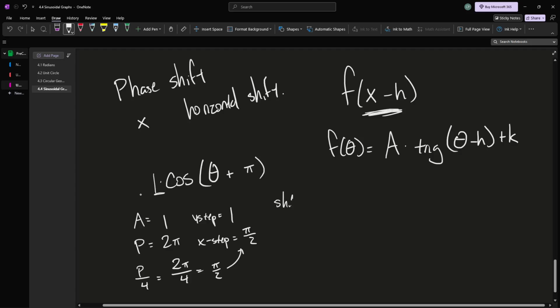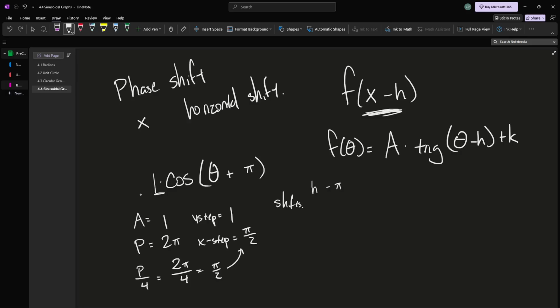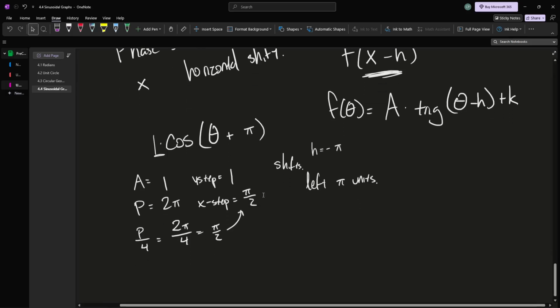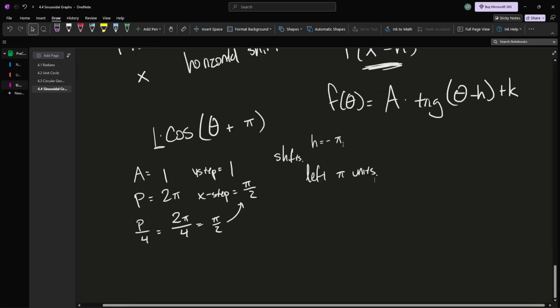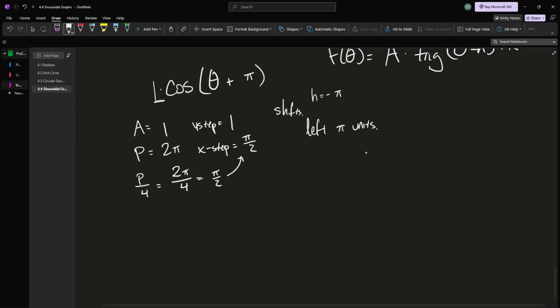And now my shifts. My shifts, in this case, no vertical, but I have a horizontal. And this, my h is negative pi. So I'm going left pi units. Because a positive means to the left, like negative h means to the left, or positive over here means left. It is tricky. Just pick one to memorize and be comfortable with. I like to think just the h, because that'll be useful as we make our own equations. So this is my graph for this, my properties for this.